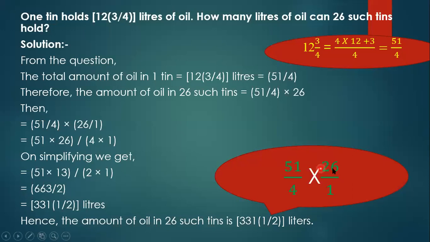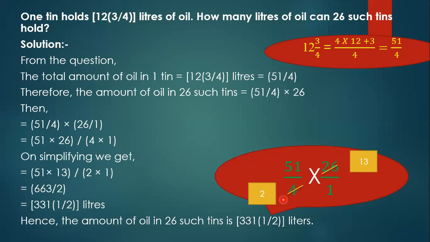Now children, does 26 go in the table of 4? No, it doesn't. But we can see that 4 and 26, these two are even numbers. They both can be cancelled out by 2. In 2's table, 4 comes 2 times, 26 comes 13 times. We can't cancel 2 by 51 because 51 is an odd number. It doesn't come in the table of 2.